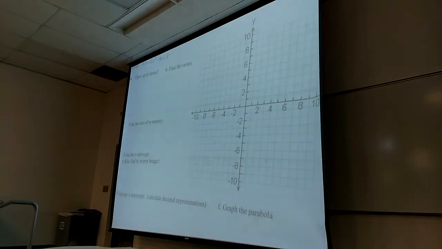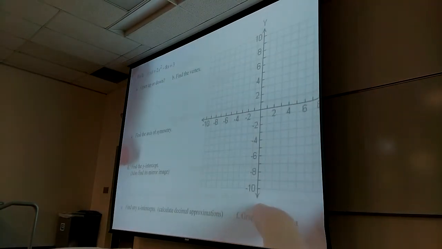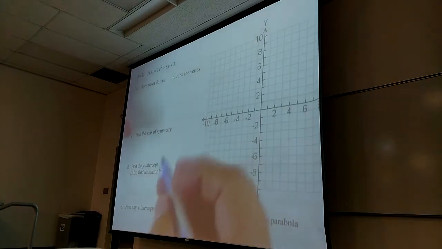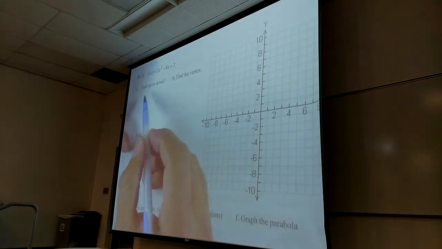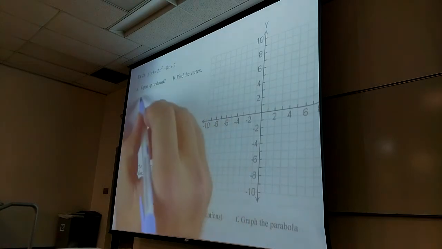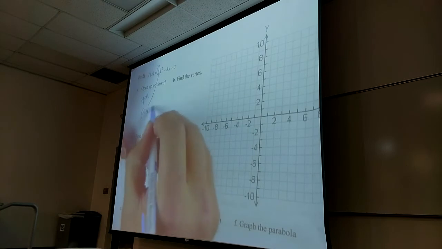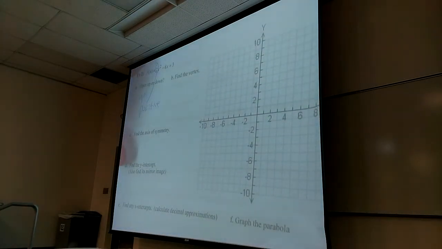Alright guys, so let's do this one where we don't put it into the a(x minus h) squared plus k form. Let's just do it directly. Can you tell me if this is going to open up or down? How do you know it's going to open up? The x squared piece has got a positive coefficient, so it's going to open up.